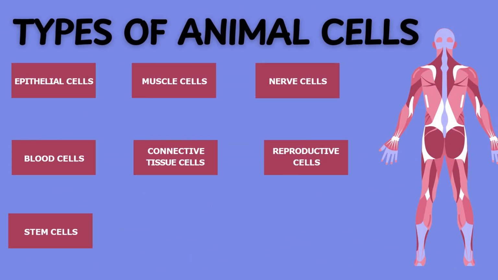Animal bodies are made up of trillions of cells, each uniquely structured for a specific function. Let's take a quick look at the main types of animal cells you'll find in the human body and beyond. Types of animal cells. Muscle cells. Nerve cells, neurons. Epithelial cells. Blood cells. Connective tissue cells. Reproductive cells, sperm and egg, stem cells. Immune cells. Each of these cells has a specialized role, forming the foundation of tissues, organs, and systems that keep an animal alive and thriving.